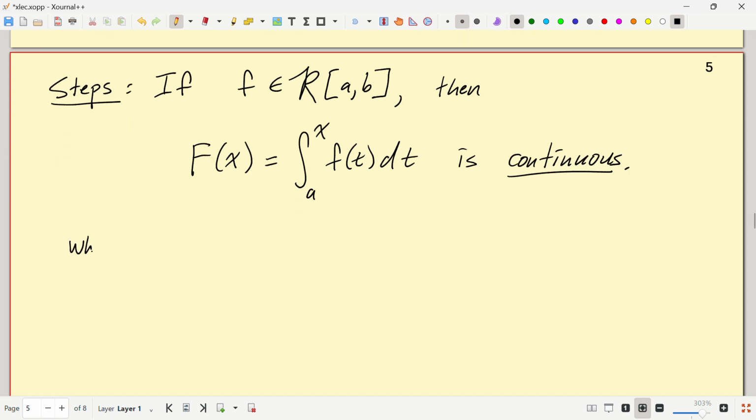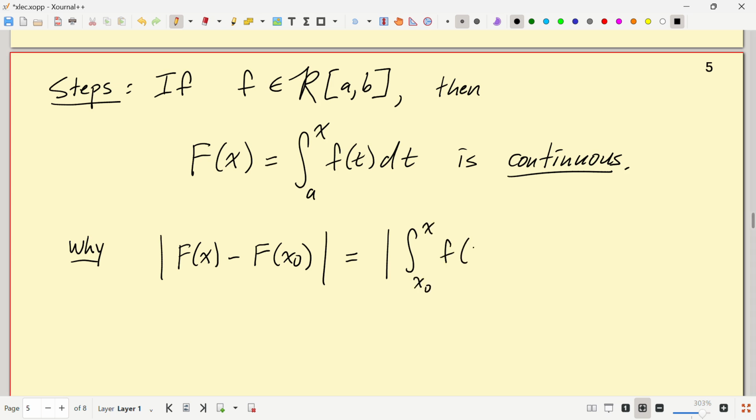That's an easy thing to see. If I take F of x minus F of x naught, when I write that out, I'd get an integral. Let's pretend x naught is bigger than x. And we know that if f is Riemann integrable, it has to be bounded.